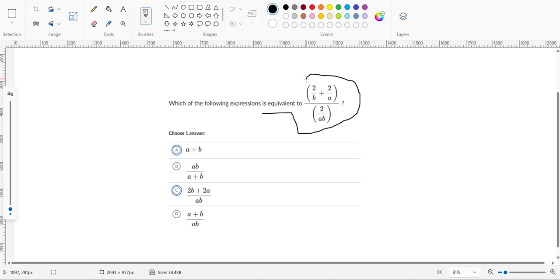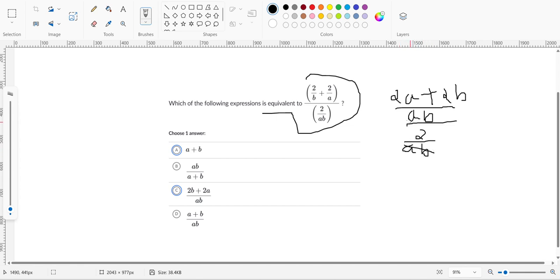Now, to solve this question, we can use a calculator, and another method is that we can solve by hand, using simple algebra. So let's do that. Let us take the LCM first. In the numerator, 2a plus 2b, divided by ab, and our denominator is 2 times ab.